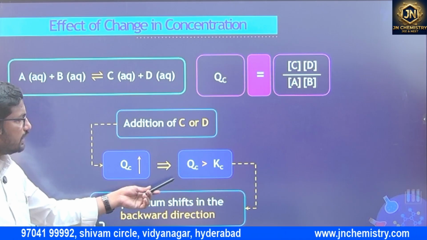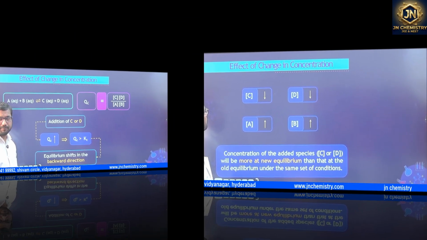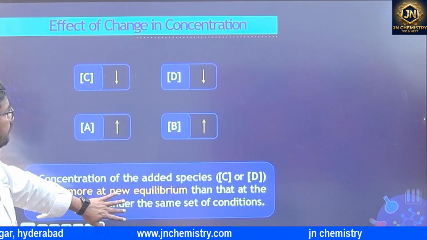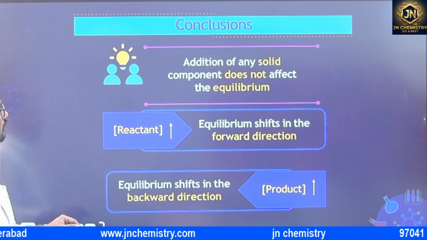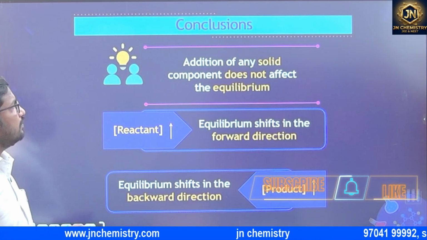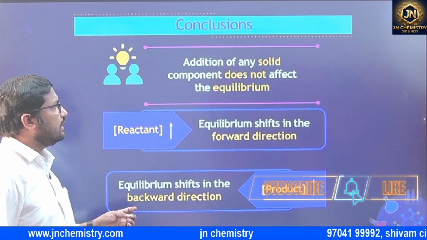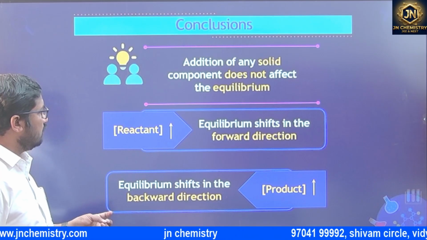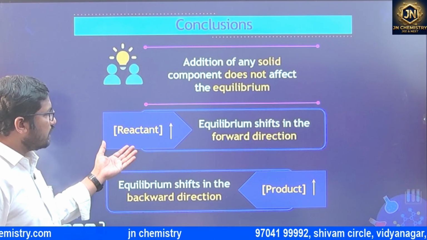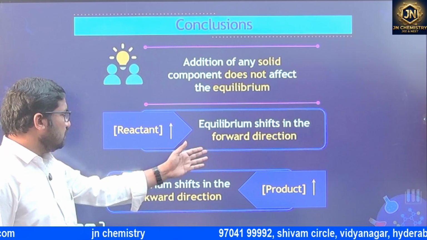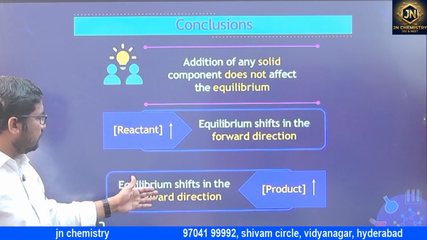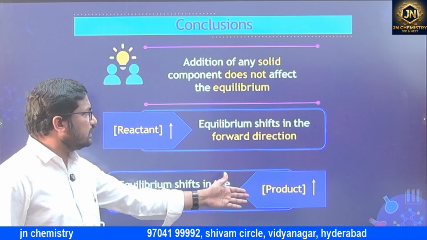So based on this relationship also we can explain the change in the concentration. Conclusion: addition of any solid component does not affect the equilibrium. If the concentration of reactants increases, equilibrium shifts towards the forward direction. Equilibrium shifts in the backward direction if the product concentration increases.